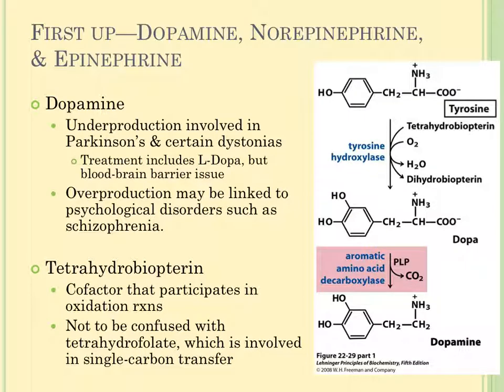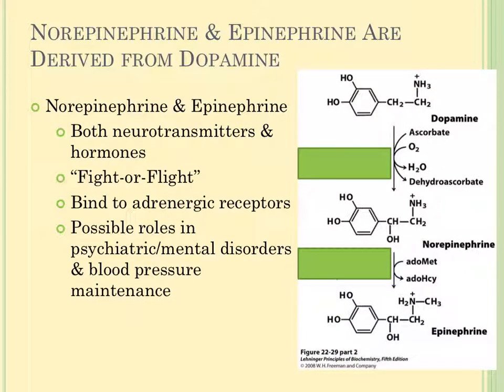Okay. So next, we still haven't made norepinephrine and epinephrine, but you make dopamine first in order to get it. Both of them are involved in the fight-or-flight response, and they bind to the adrenergic receptors since it's adrenaline. So the first step is you take dopamine, we're turning it into norepinephrine or noradrenaline. Notice we use the ascorbate to become dehydroascorbate.